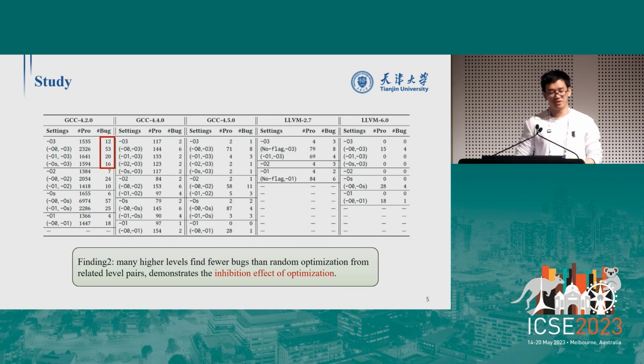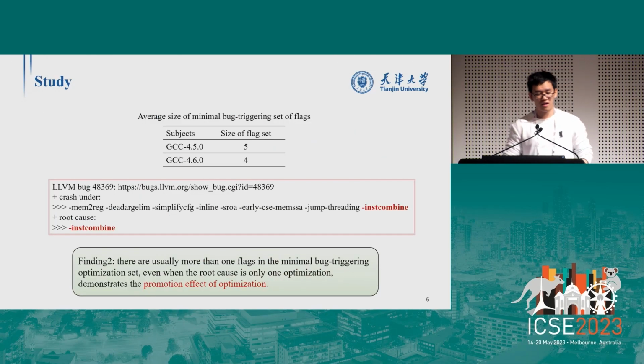So it demonstrates the inhibition effect of optimization for bug detection. And this is the result of the average size of minimal bug triggering optimization combination and a bug case we reported to LLVM. We can find that there are usually more than one optimization in the minimal bug triggering optimization combination, and even when the root cause is only one optimization. So it demonstrates the promotion effect of the optimization for bug triggering.